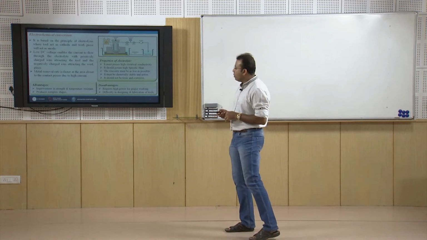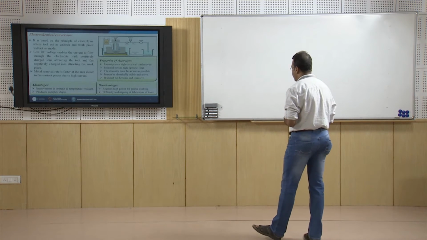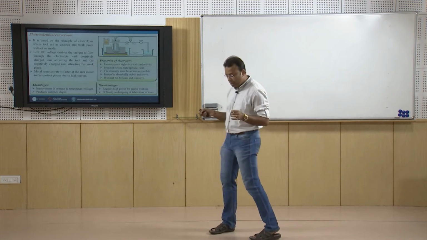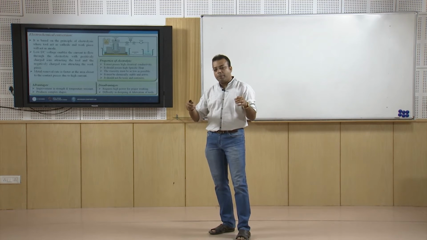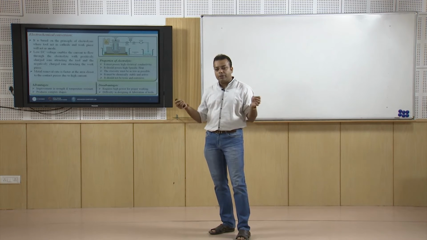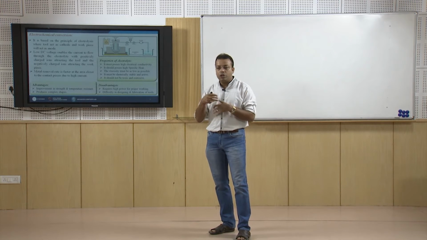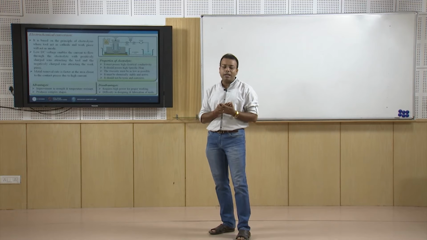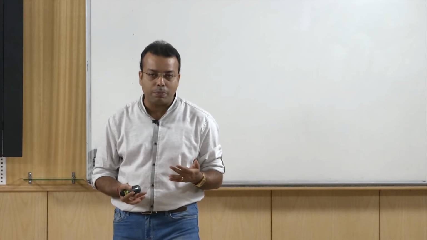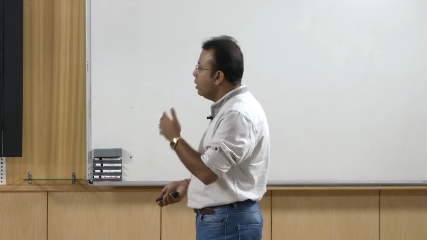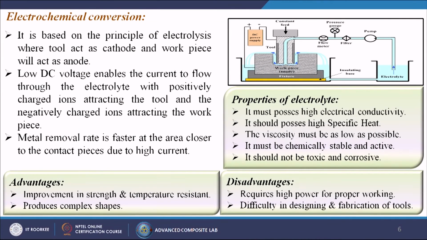Next slide, we are going to discuss the electrochemical conversions. From the name itself you can understand, here we are adopting the same thing. We are putting our materials into some common electrolyte, then chemical reactions will take place by which either some ions or electrons can be taken out of your material, or some ions or molecules can be deposited onto your material surface by the chemical reaction. It is based on the principle of electrolysis, where the tool acts as cathode and the workpiece acts as anode.